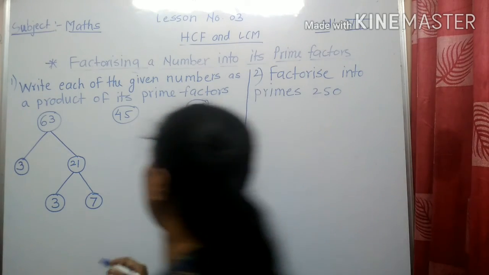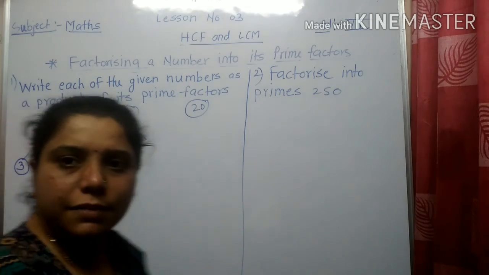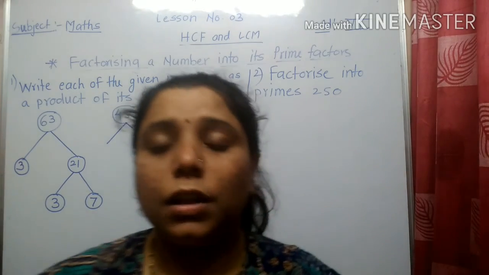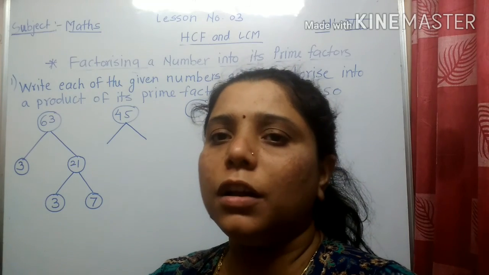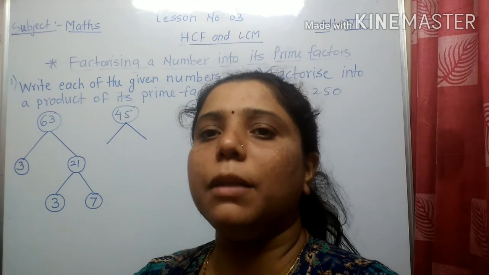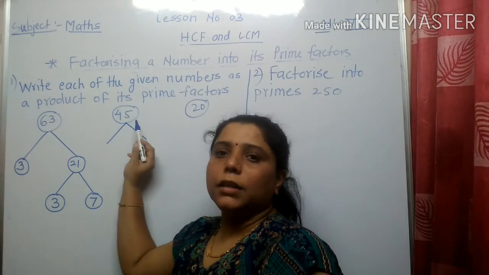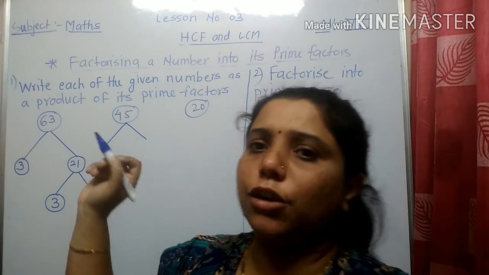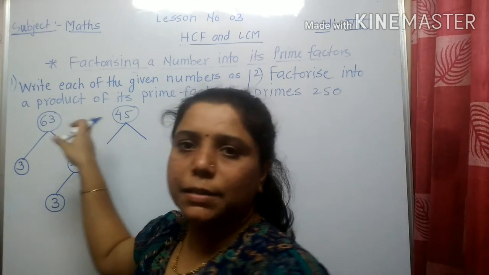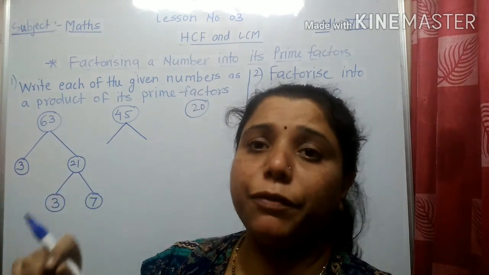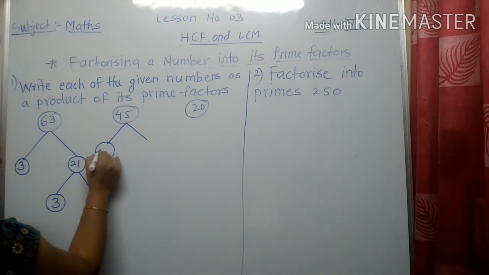Now we will discuss 45. I will start: is 45 divisible by 2? No. That number should be completely divisible. Completely divisible means the remainder will be 0. Understood? Now 45 is not divisible by 2, so I will go to 3. Is 45 divisible by 3? Yes, 15 3s are 45. So my first prime factor will be 3.